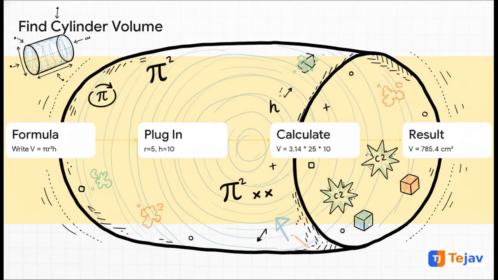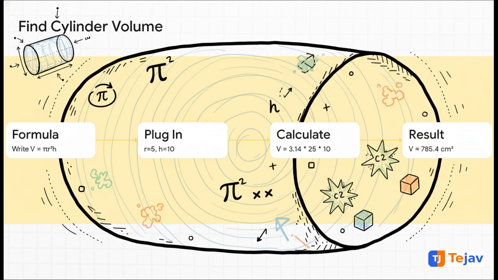Let's solve a quick numerical to build up that confidence. Step 1, write it out. Volume equals pi r squared h. Step 2, we'll use a radius of 5 and a height of 10. Plug those right in. Step 3, that becomes 3.14 times 25 times 10. And step 4, multiply it all through, giving us roughly 785.4 cubic centimeters.